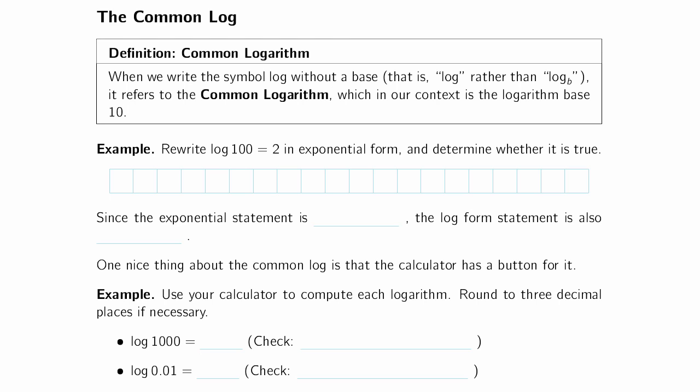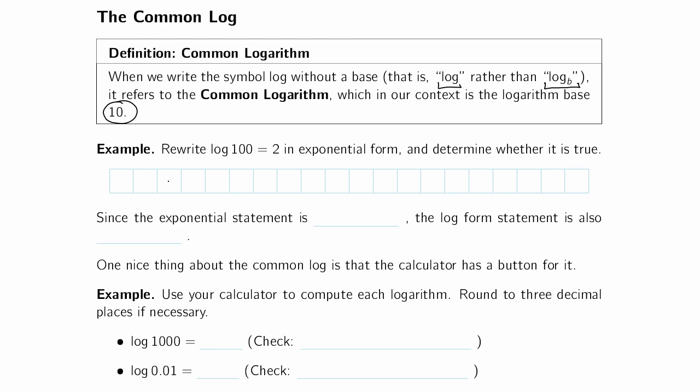When we write the symbol log without a base, so that means just log, no subscript, rather than log with some subscript b, we're referring to what's called the common logarithm. In our context, and for calculators, that means the logarithm with a base 10. So if we see just log 100, that means the log base 10 of 100.